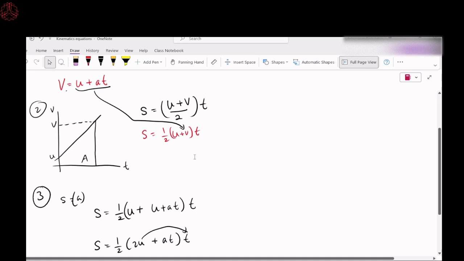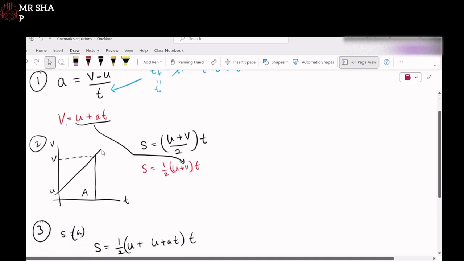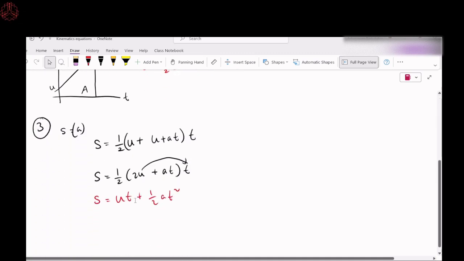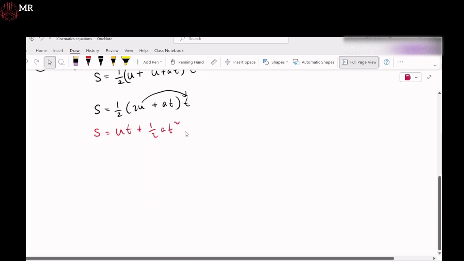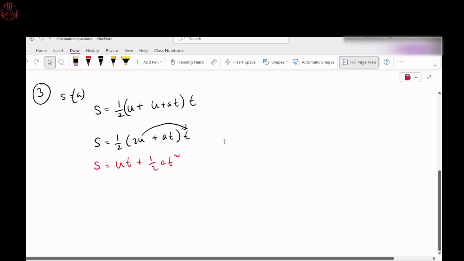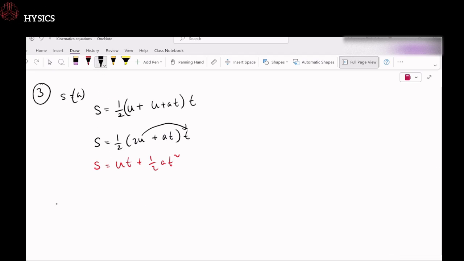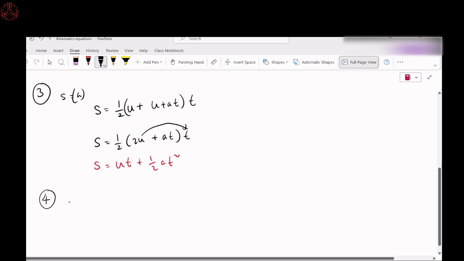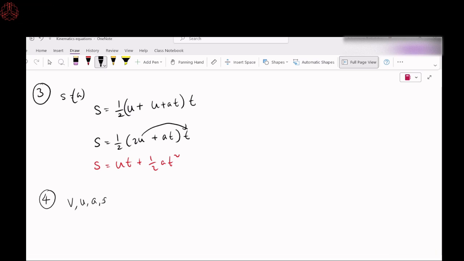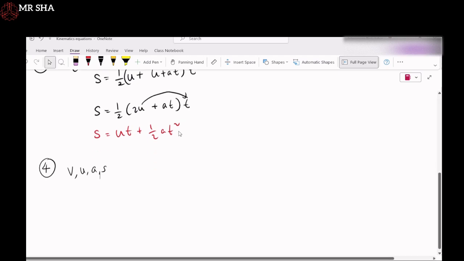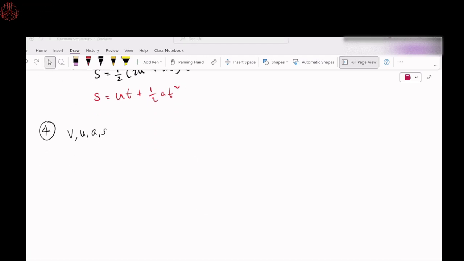Notice that in every one of these equations, at least the first three, we always have time. But what if you don't know time? Time is a stranger to you. Then we need another equation that relates velocities, u and v, and relates those two with acceleration and displacement, without time.